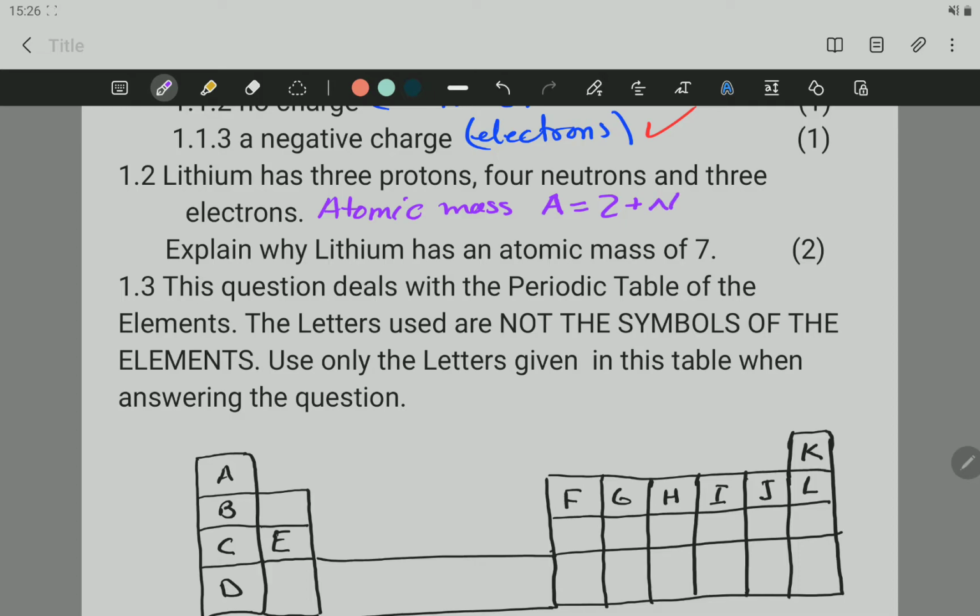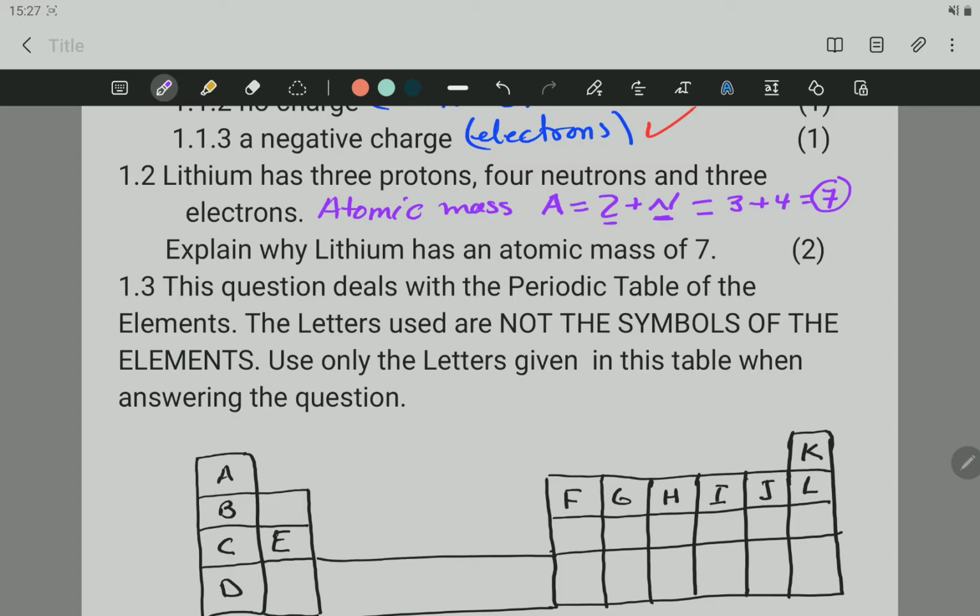So, why is the atomic mass 7? Because for lithium it will be Z, which is the number of protons, and they're telling you it has 3 protons and 4 neutrons. That is giving you 7. The atomic mass is 7. So the explanation is because it is the sum of the number of protons and the number of neutrons. That will be the answer for 1.2. It is quite simple. Okay?